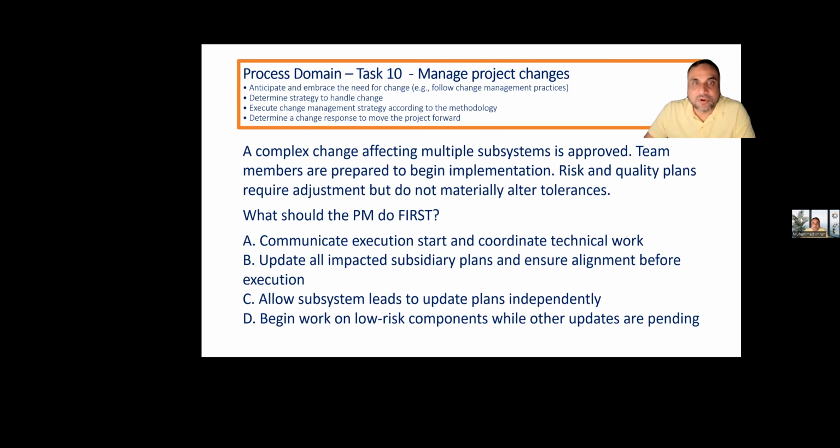A: Communicate execution start and coordinate technical work. B: Update all impacted subsidiary plans and ensure alignment before execution. C: Allow subsystem leads to update plans independently. D: Begin work on low risk components while other updates are pending. So it's all about updates, but ensure alignment before execution. Exactly.